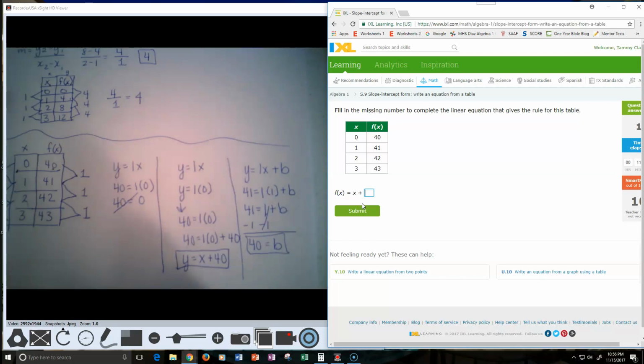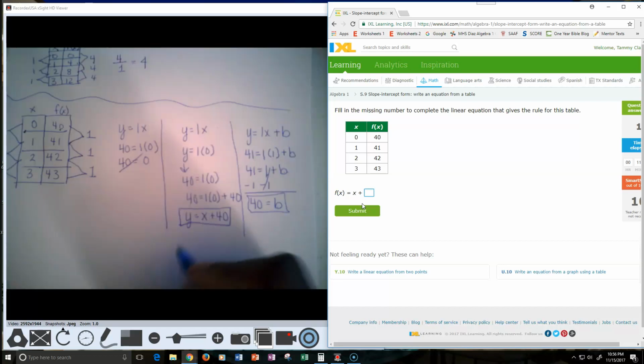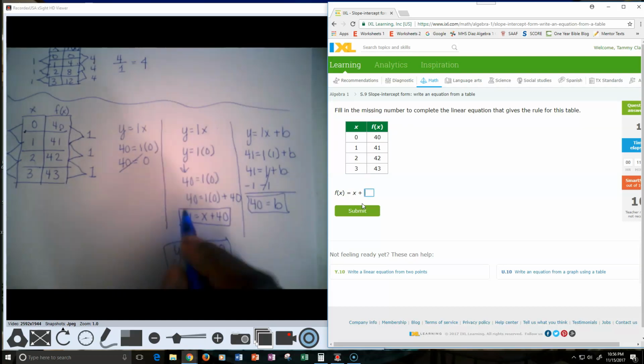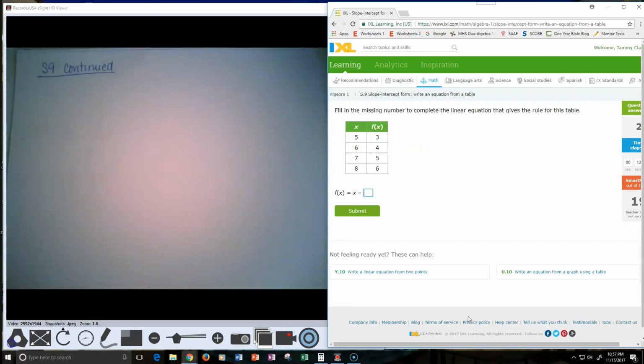Well, that's all I needed. I already knew what my slope was because I figured it out over here. So I would rewrite my equation as y is equal to x plus 40, which is the same thing I got when I did it this way. So I'm just going to type in 40 there. Now that was a rather long introduction to introduce to you the different ways that you could do this. For the sake of time, I'm going to do them all algebraically.